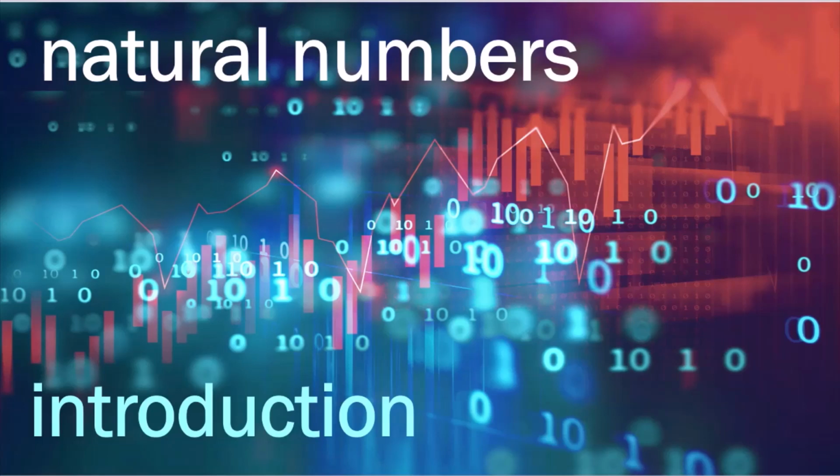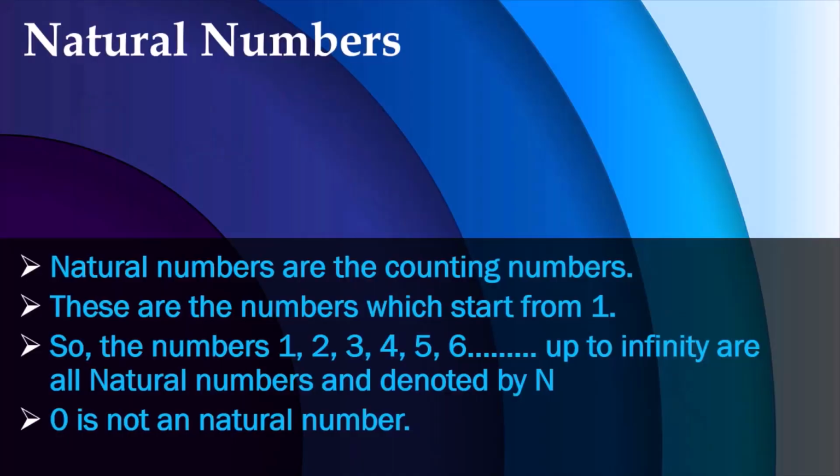If we want to count the number of students in a class, there can be one student, two students, five students, 10 students, depending on the strength. So we can use numbers like 1, 2, 3, 4 to count various objects. So all these numbers are called counting numbers. Counting numbers are called our natural numbers. So it is obvious that these natural numbers start from 1 because counting always starts from 1.